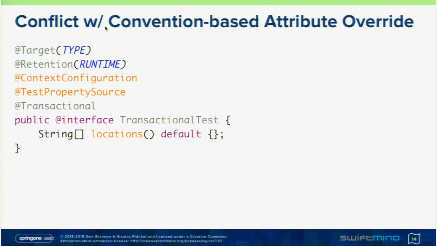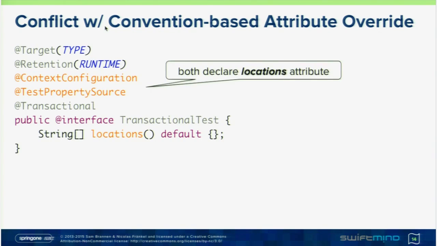So here we have another example, similar to what we had before, but we've added an additional annotation. So instead of just having context configuration present as a meta annotation, we now also have test property source present as a meta annotation that was introduced last year in the testing support.